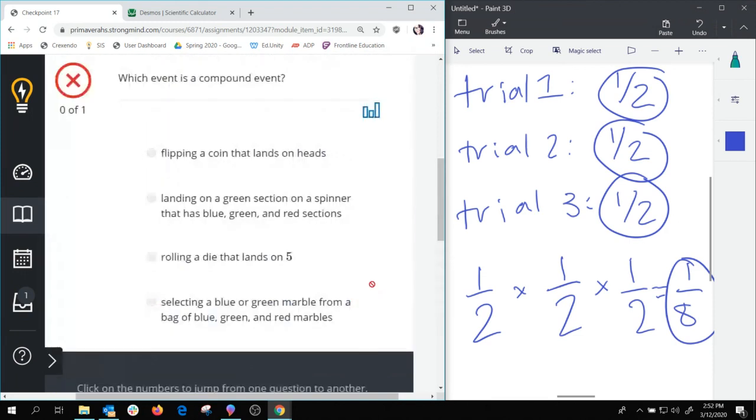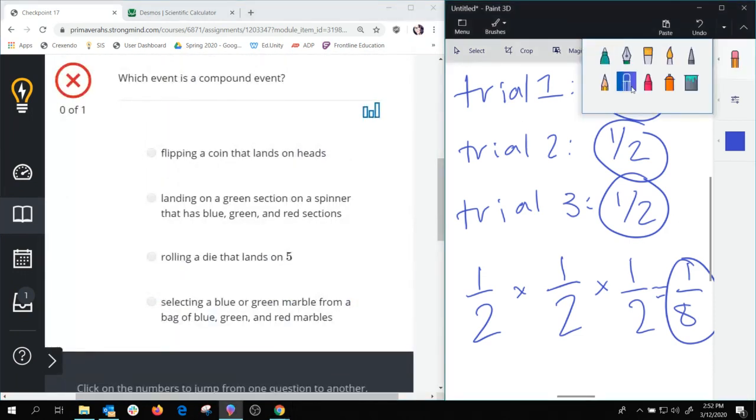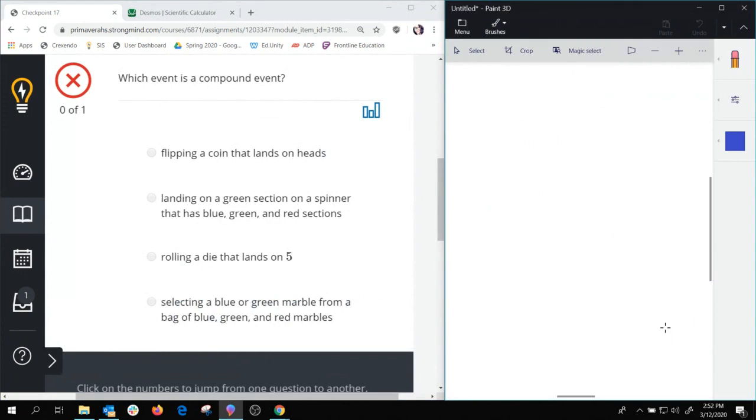All right. Next one says, which event is a compound event? Remember, compound events have more than one thing happening. First one says flipping a coin that lands on heads. Second one says landing on a green section on a spinner that has blue, green, and red sections. Rolling a die that lands on a 5. And then selecting a blue or green marble from a bag of blue, green, and red marbles.